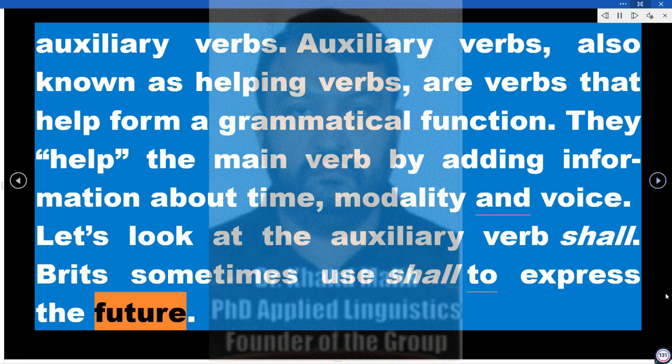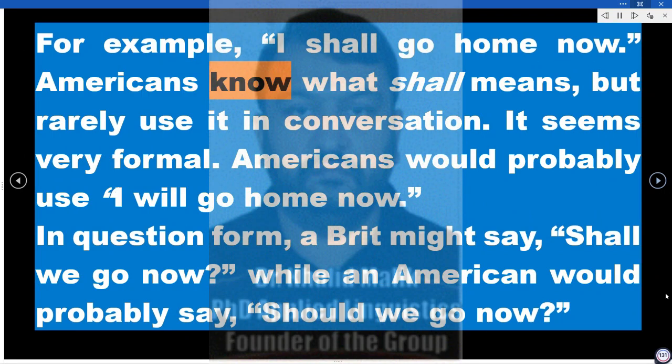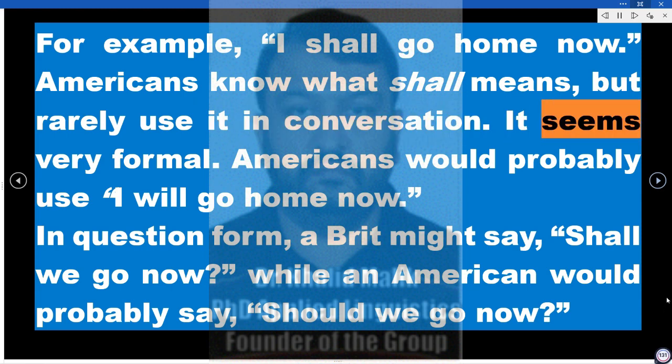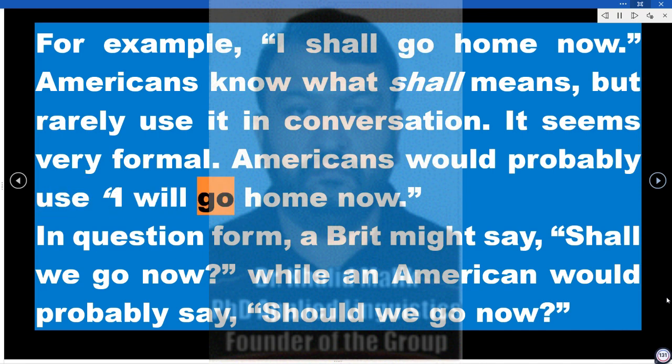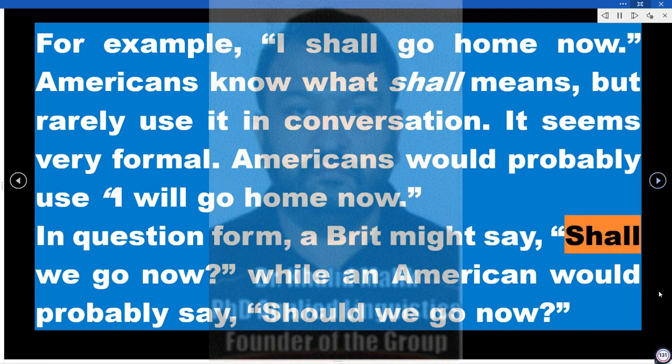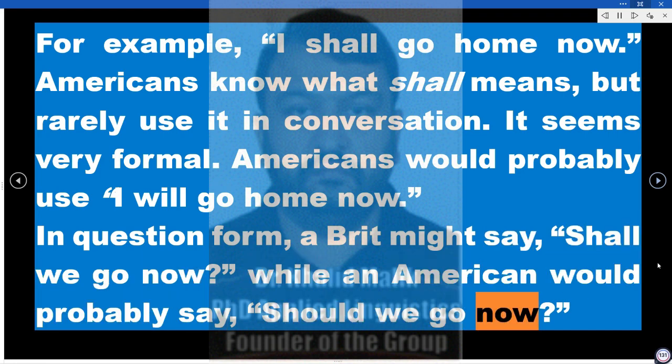Brits sometimes use shall to express the future. For example, "I shall go home now." Americans know what shall means, but rarely use it in conversation. It seems very formal. Americans would probably use, "I will go home now." In question form, a Brit might say, "Shall we go now?" while an American would probably say, "Should we go now?"